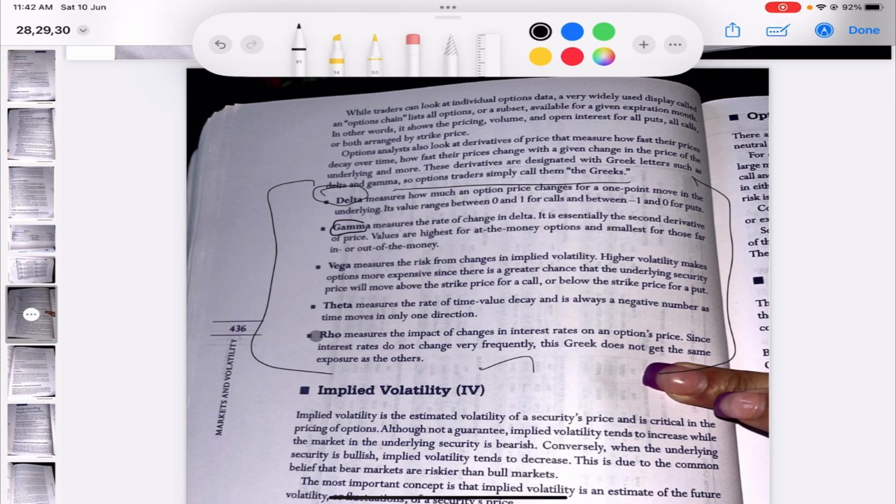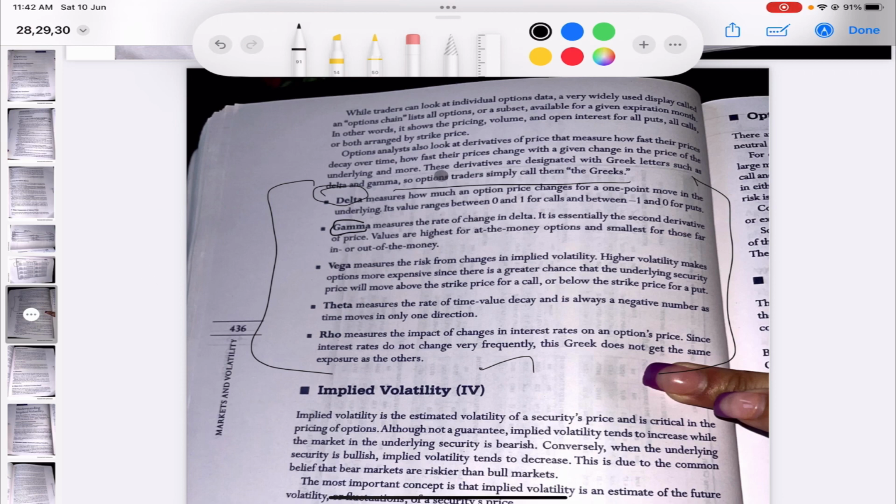Now rho is also an option Greek, but rho is not used as much. Why? Because rho basically shows you how the price changes with respect to the change in interest rates. Interest rates change on a very long-term basis, right? They don't keep changing often. So people usually avoid rho. But you need to keep in mind that rho is the option Greek which shows you the change in price with respect to the change in interest rates.